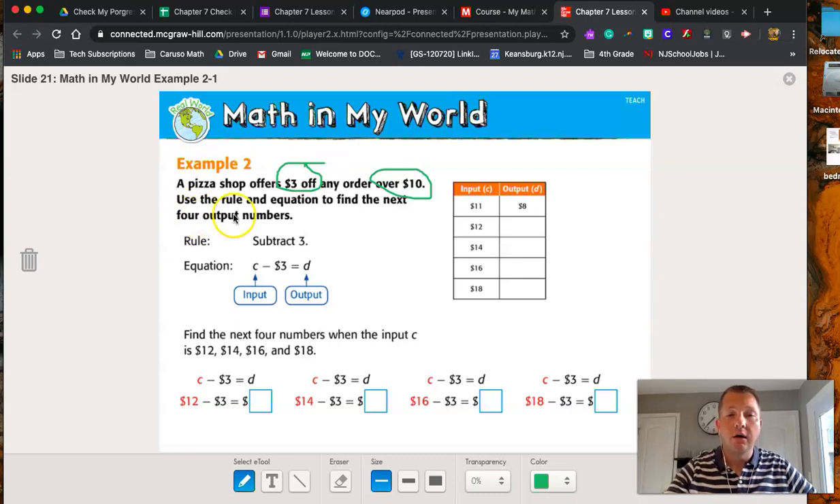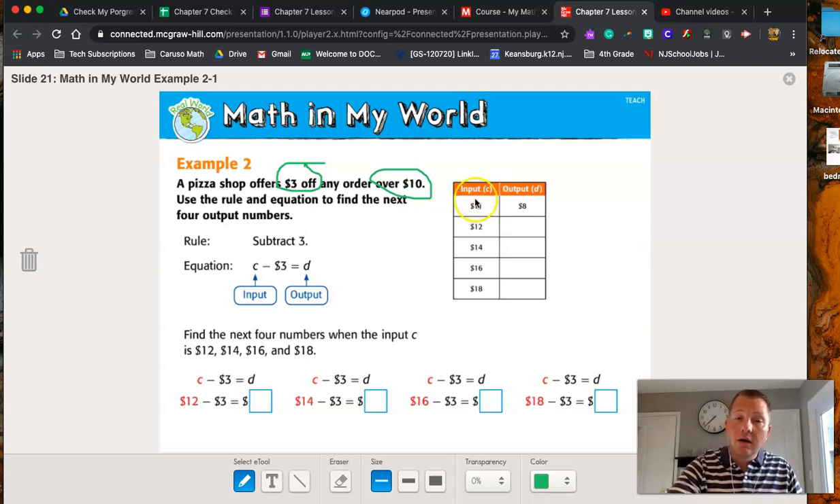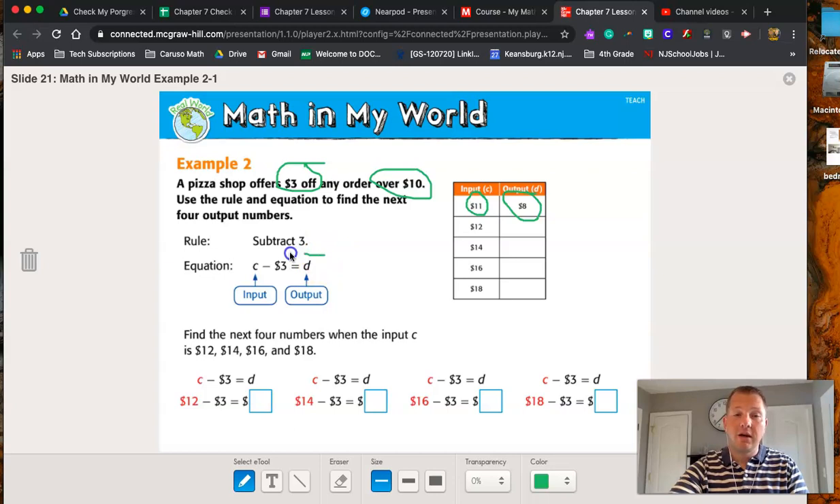But it's asking us right here to find out how much money they're going to actually be spending. Over $10, they could be spending any amount of money over $10. That's not really telling us how much they're spending. It's just telling us what they're spending over a purchase over $10. But it's telling us that anything over that amount, you have to take away $3. So if somebody were to purchase a pizza for $11, we take away 3, we're getting 8, and that's what they're paying. So that's what the equations tell us right here. C, which is our input, minus the $3 equals D, our output.